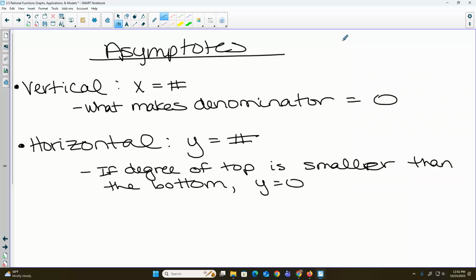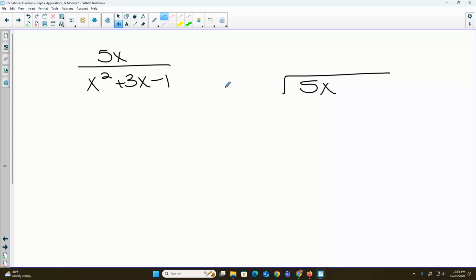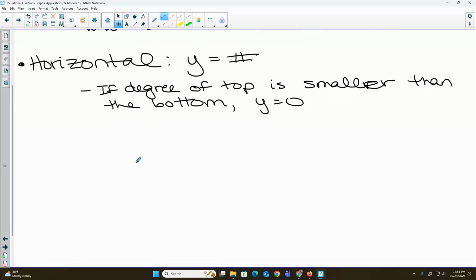The reason for this is from that division. So I just want to illustrate it for a second and I'll come back to this slide. If I said like 5x divided by x squared plus 3x minus 1. Okay, the degree on top, my highest power is 1. The degree on the bottom is 2. If you go to divide those, can you do 5x divided by x squared? No, so your quotient is 0, everything's just remainder. That quotient becomes our asymptote. So if the degree on top is smaller, it's always 0 because you can't divide them.